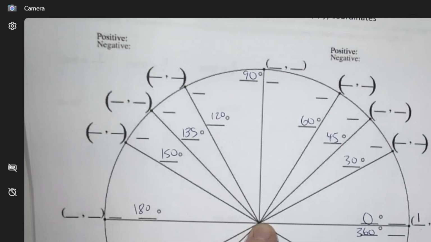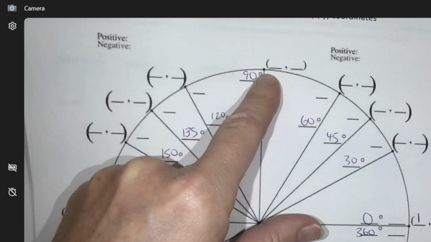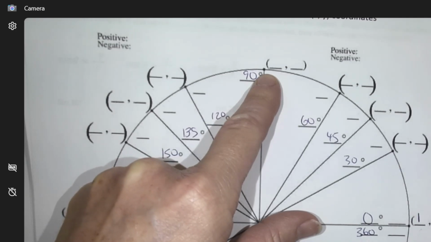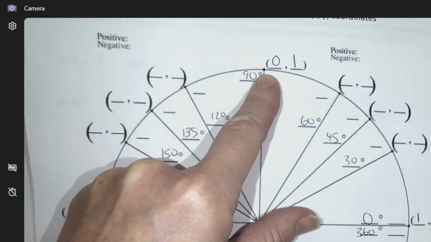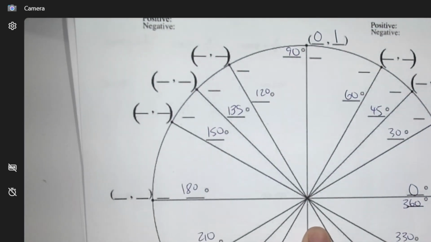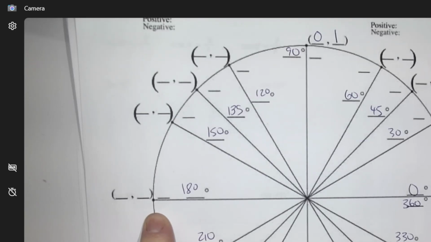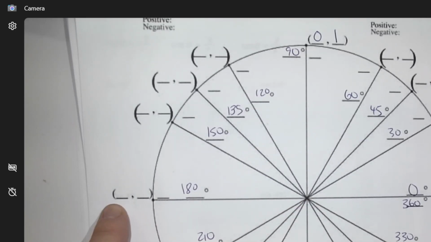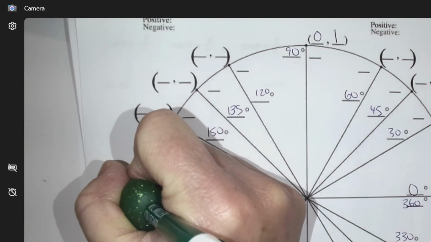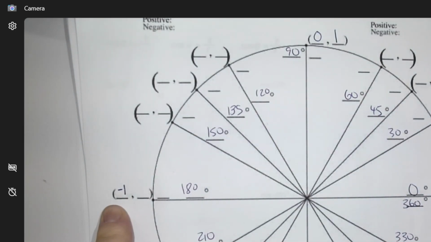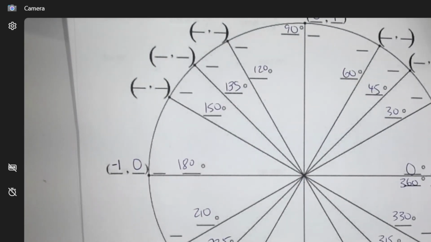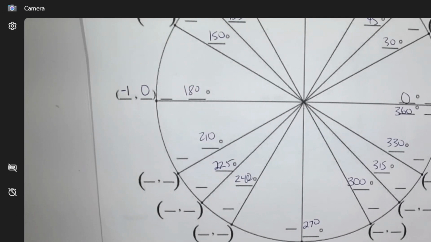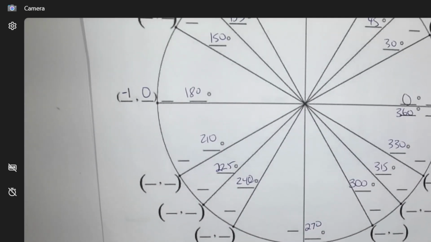Okay, here's the middle. So at 90, what is that coordinate on an XY plane? 0 left, right, but I've moved 1 up. Okay, 180. So from the middle, I have moved left, so -1. I haven't moved up or down. And then the 270, 0 and -1.